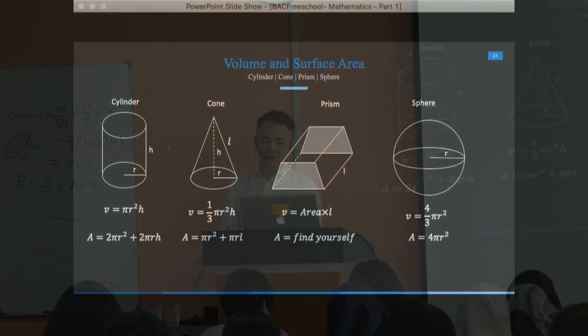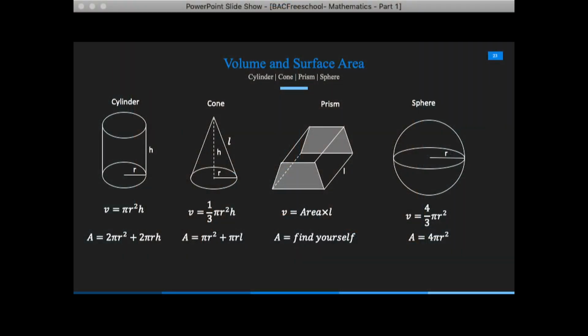Even though this topic is called volume and surface area, if you check out your SPM questions, you realize you only have volume. So far, I never see surface area. Do we have surface area in SPM questions? No, right? I always remember both formulas, but normally I can only use the volume because they are always coming out with the volume.